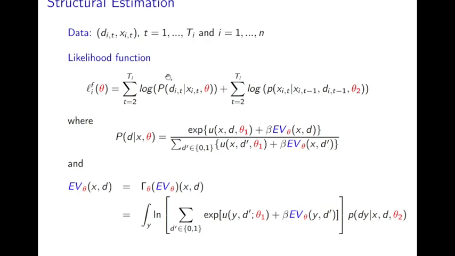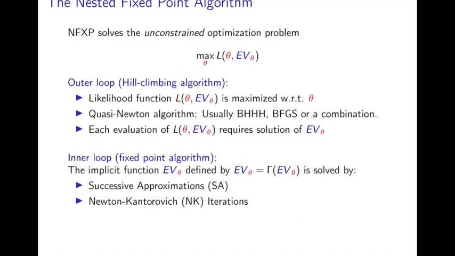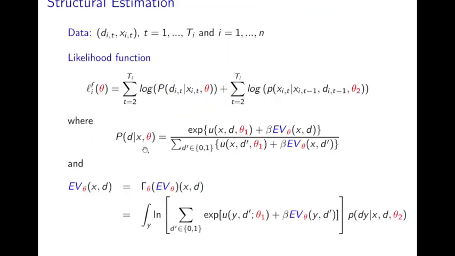Okay. Now, the issue here for the nested fixed point algorithm, in order to maximize this likelihood function, is that the choice probabilities depend on EV, or the expected value. And in order to get the expected value, well, you need to solve this fixed point problem. So this is really the nested fixed point algorithm in a nutshell. It solves this unconstrained optimization problem here, where you would maximize the likelihood function, and then realize that the expected value function is an implicit function of the structural parameters that you're estimating.